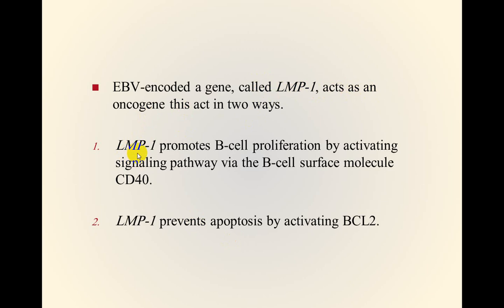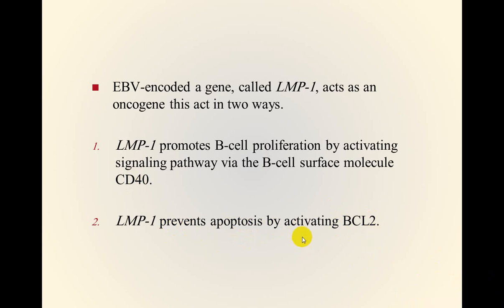This acts as an oncogene because it acts in two ways. First, LMP1 promotes B cell proliferation by activating a signaling pathway via the cell surface molecule CD40. This CD40 is part of the cell signal transducing pathway. Okay, so it will work on it and cause growth signal transduction. This is one. The second one is preventing apoptosis by activation of BCL2.